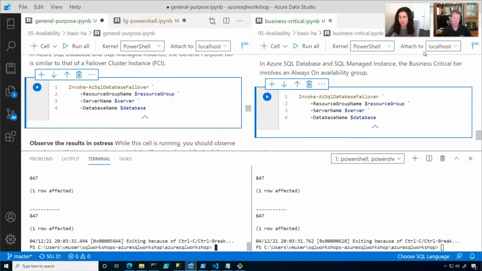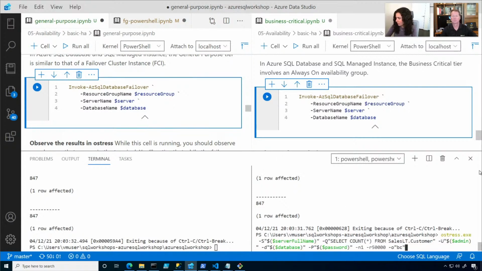This is Azure Data Studio. So there's a lot going on here. What you want to be aware of is that everything on the left side is going to represent a general purpose database. I have this hooked up to a general purpose AdventureWorks database, whereas everything on the right side of your screen is hooked up to a business critical AdventureWorks database. So the same data in the databases, just different databases, different service tiers.